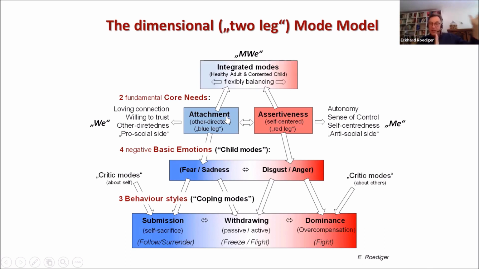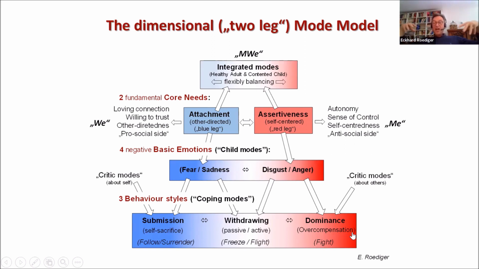On the other hand, the red orientation, where you're more self-centered, you're at the I side, the ego part. But it's necessary for autonomy, for control. So that's okay as well. The blue leg is not better than the red one. It's about balancing. And that's the first layer, the need level. Need frustrations lead to the basic emotions, here still discussed. And then we have the third level, the displayed behavior in the animal model between dominance, submission, and detaching or withdrawing. So these are the two trajectories: need, emotion, action.